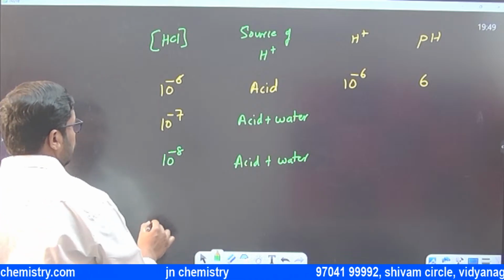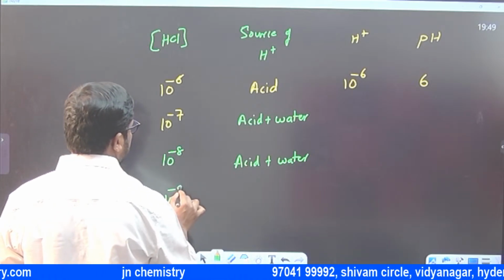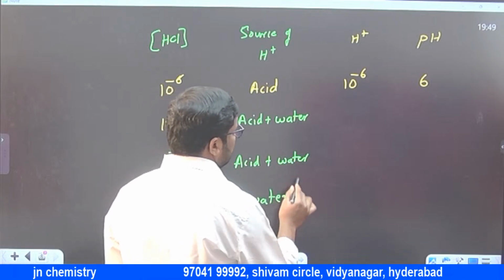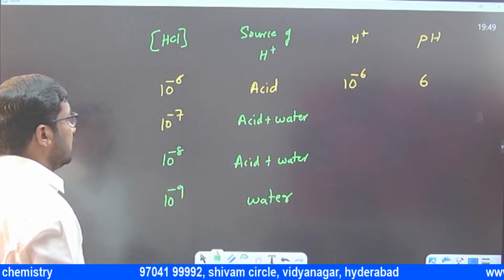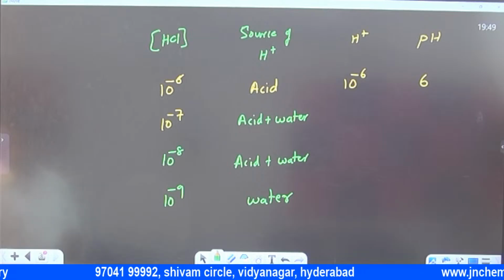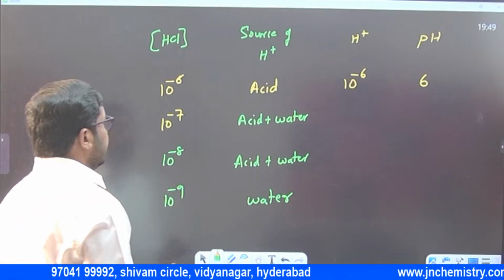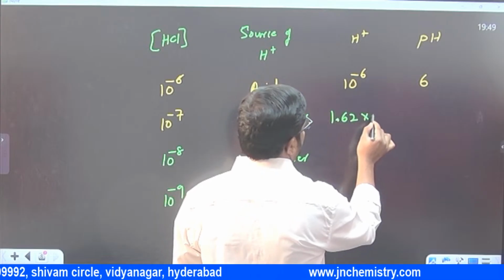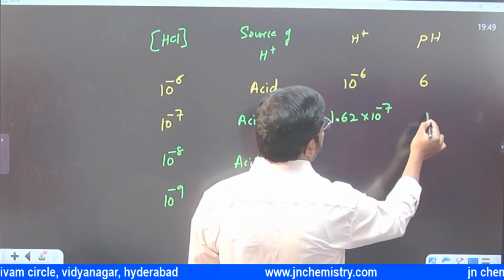So 10 to the power of minus 9, only water we will take over here. Only water now. Here we can say 1.62 into 10 to the power of minus 7. So 6.79.